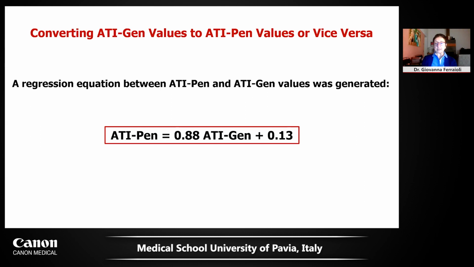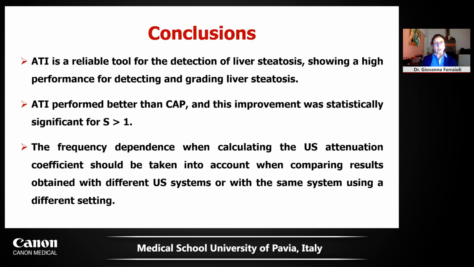And this equation could be very useful to have a similar value using a different setup. So in conclusion, ATI is a reliable tool for the detection of liver steatosis and is highly accurate in detecting and grading liver steatosis. And ATI performed better than CAP, and this improvement was statistically significant for significant steatosis.